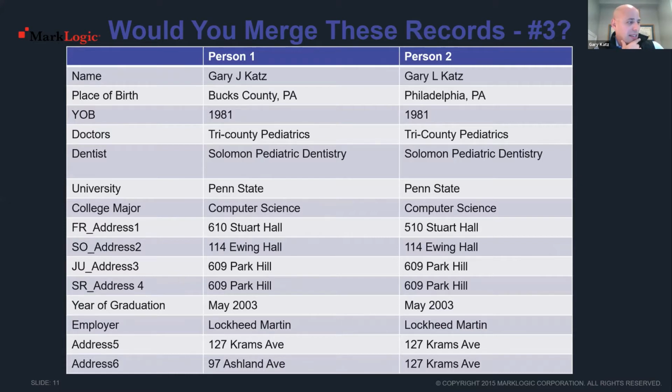Your graduation's the same. They both worked at Lockheed Martin. They seem to live together. Yeah, in all likelihood, this is probably the same person. They've got a different middle initial. That could be a typo. So I'd merge them together, or rather I should say most people might merge them together. And if you guessed that, I would tell you humbly that you'd be wrong.